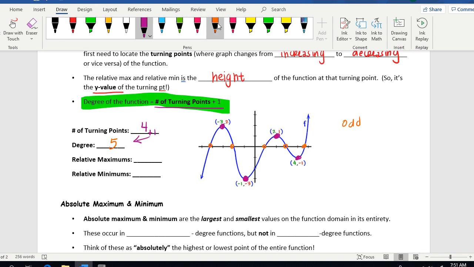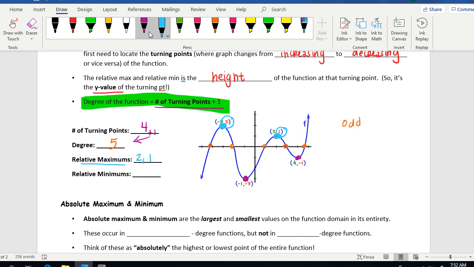All right, so now let's go find our relative maximum. I'm looking for the mountaintop. So here's one of my highest points, and here's another one of my highest points. So I have 2 mountaintops, therefore I'm going to have 2 values. I'm going to look at the y value. So my first relative maximum is 2. My second relative maximum is 1.